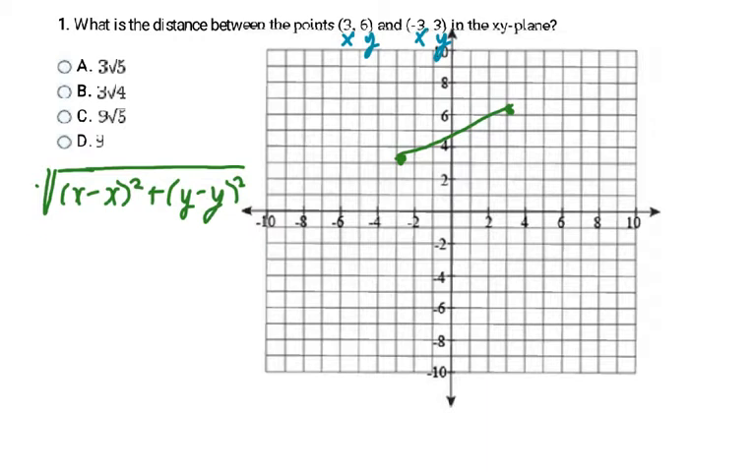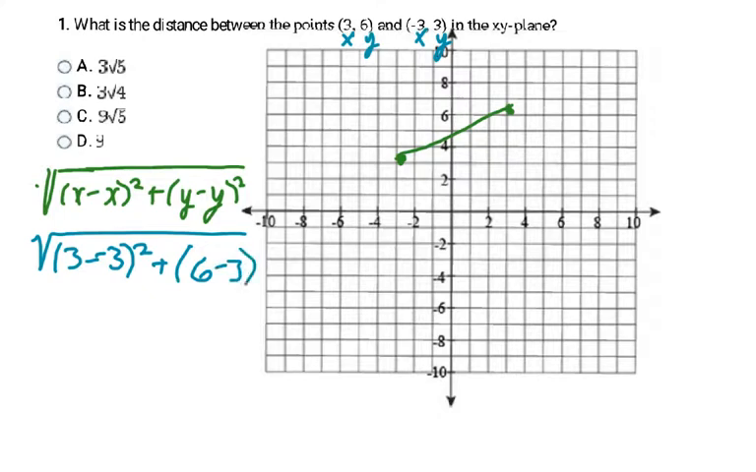The first thing you're going to do is subtract those 2 x's. So I'm going to do 3 minus a negative 3. Because I pulled positive 3 first, I'm going to have to pull 6 first because they were both in that same coordinate. Remember, you have to be consistent. Then I'm going to subtract my y's, which is 6 minus 3, that quantity squared.